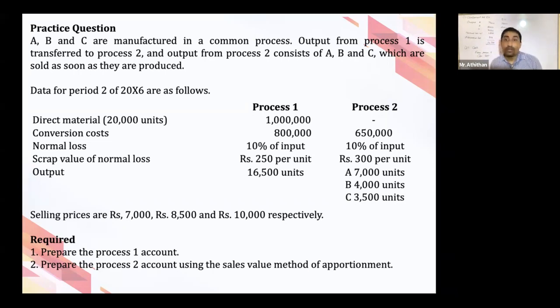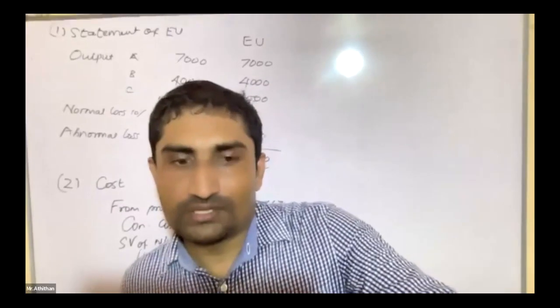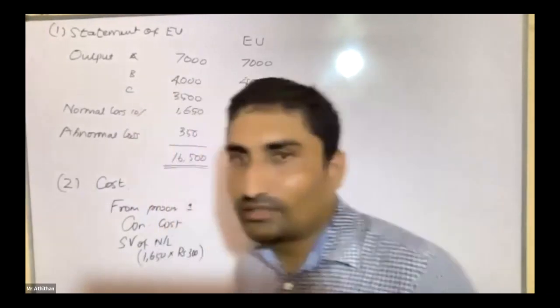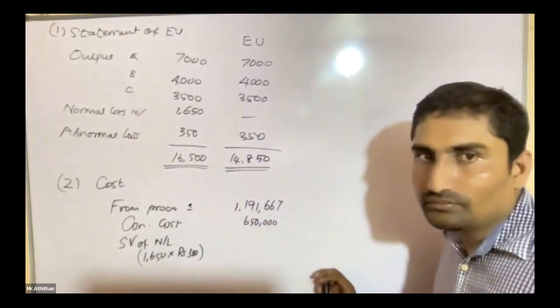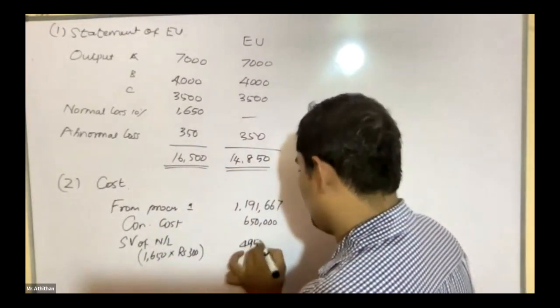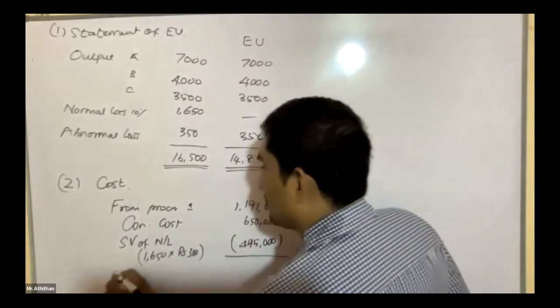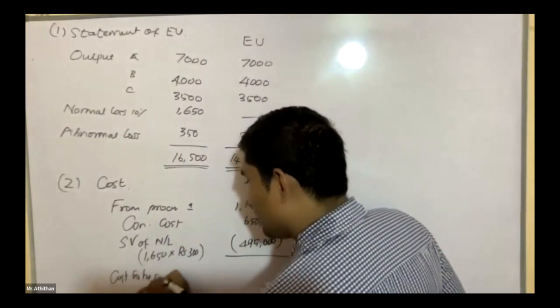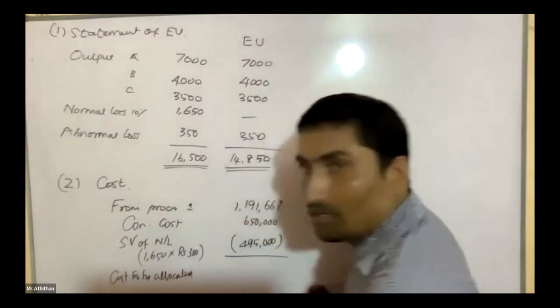We will take that. And the scrap value of normal loss we have to deduct. Normal loss, we saw it is 10%, 1,650, into rupees 300. Right? Okay. 1,650 into rupees 300. Right. Cost allocation 495,000. So cost to be allocated, how much?